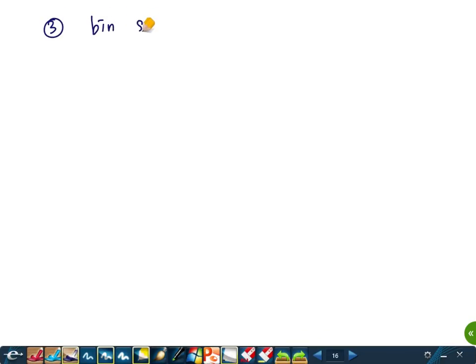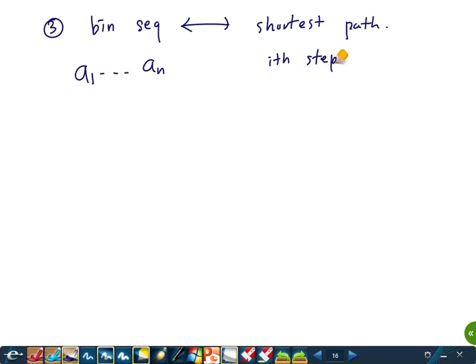Now I'm going to construct a bijection between binary sequences and shortest paths. How? So we have a1 through an. This will correspond to the ith step: up if ai equals 1, and otherwise we go right.